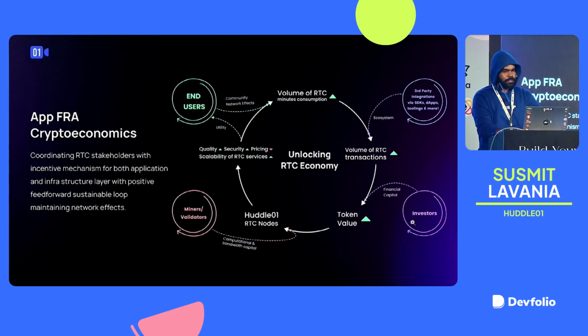So, the app for crypto economics. This is something like a network flywheel. Many people ask me a question: how would the value accrual happen on the token itself? If you can see, there are end users, and a community network effect starts to happen. Once that's happened, your volume of RTC minutes starts to rise. And once that starts to rise, people start building applications on top of the Huddle infrastructure, or the RTC infrastructure. This makes your volume of RTC transactions rise. And once that rises, the token value starts to rise.